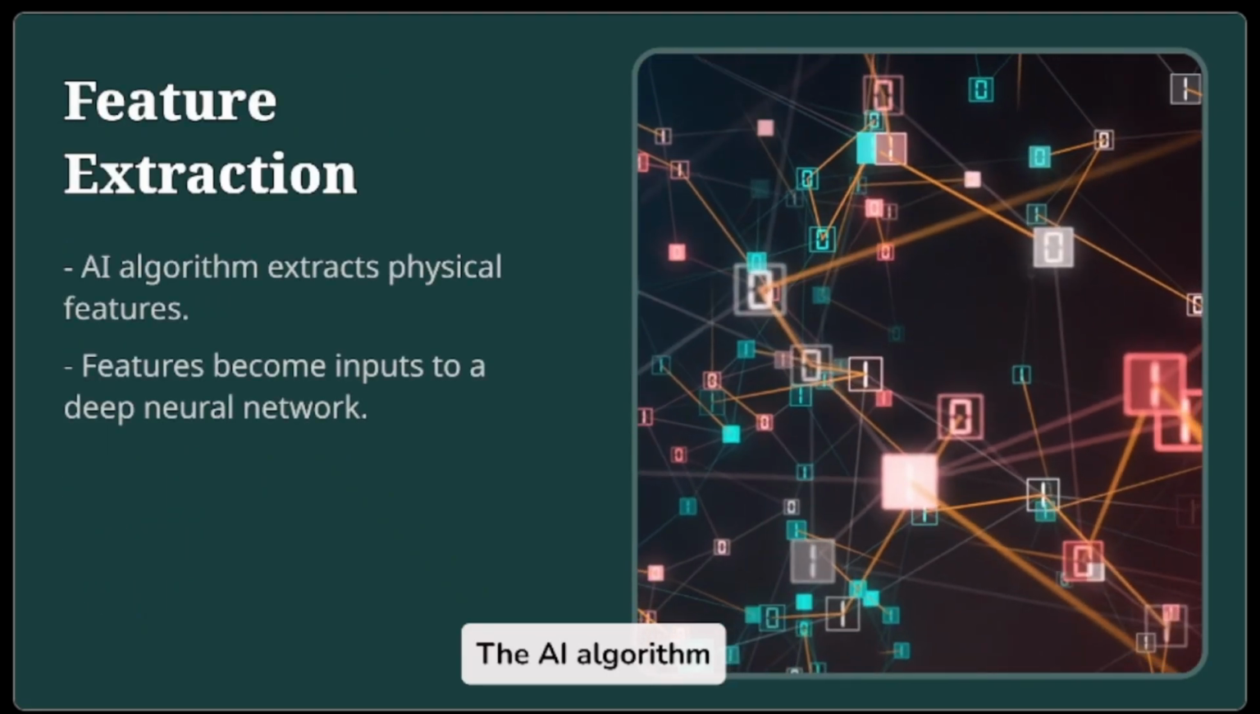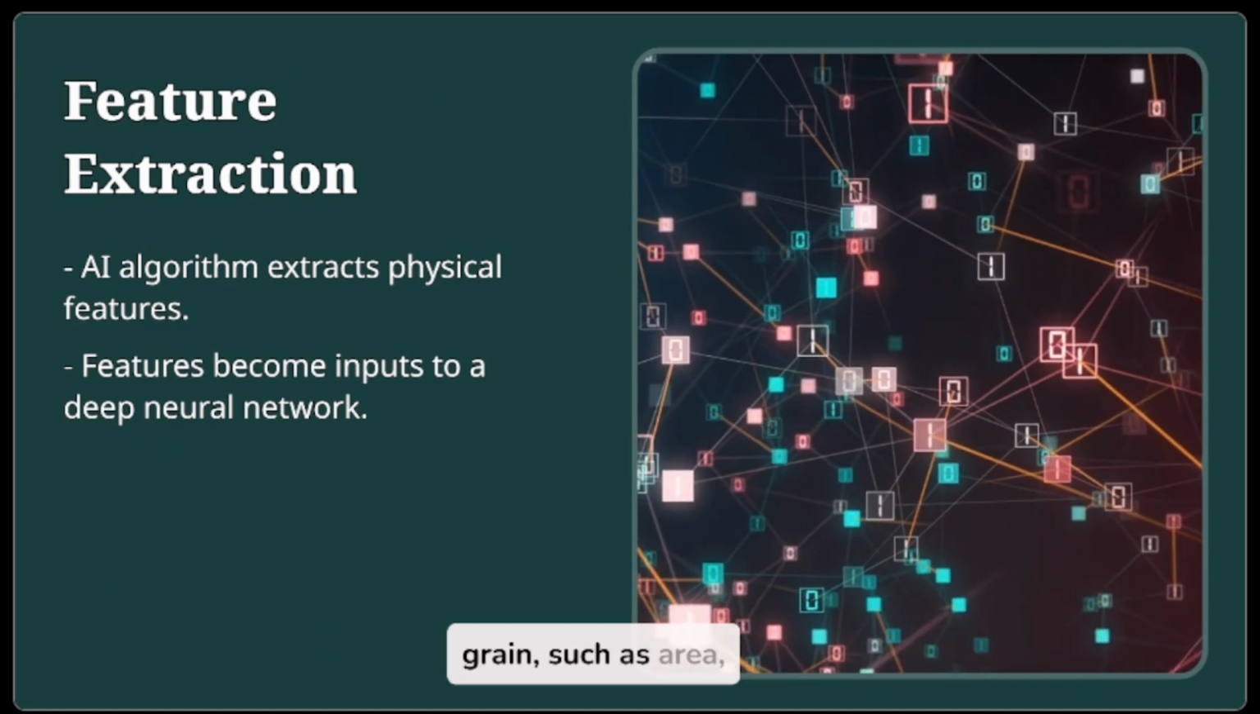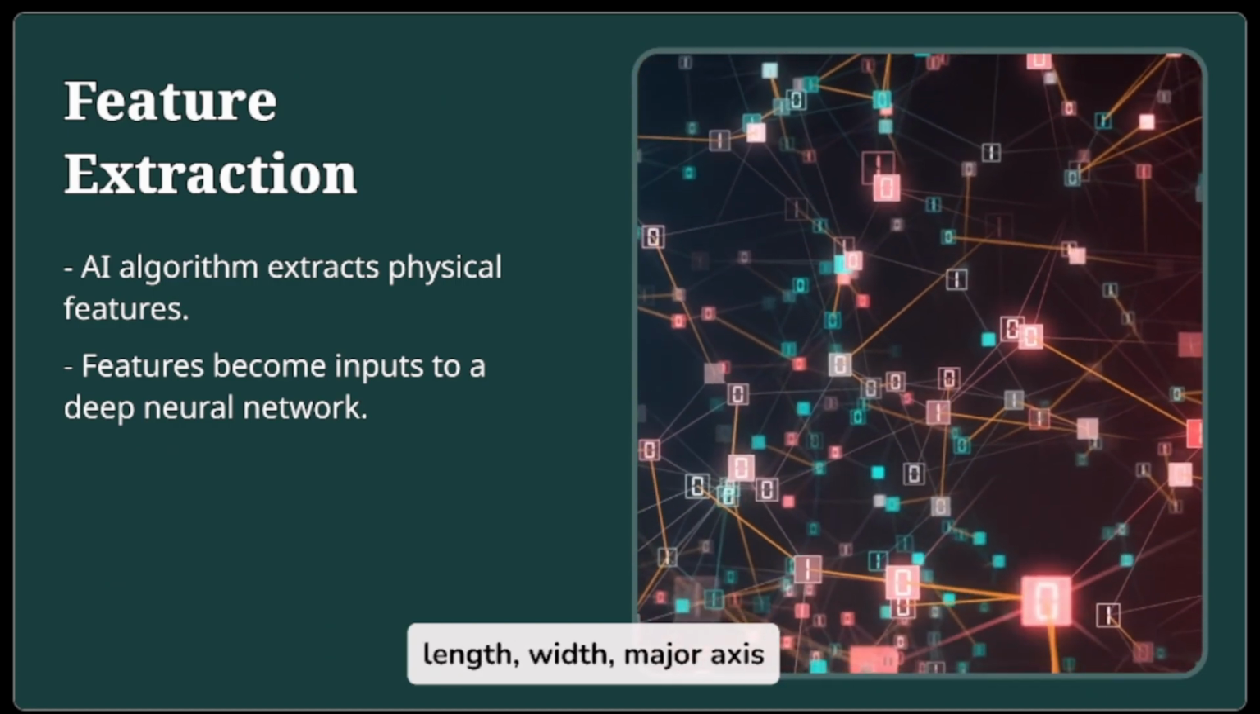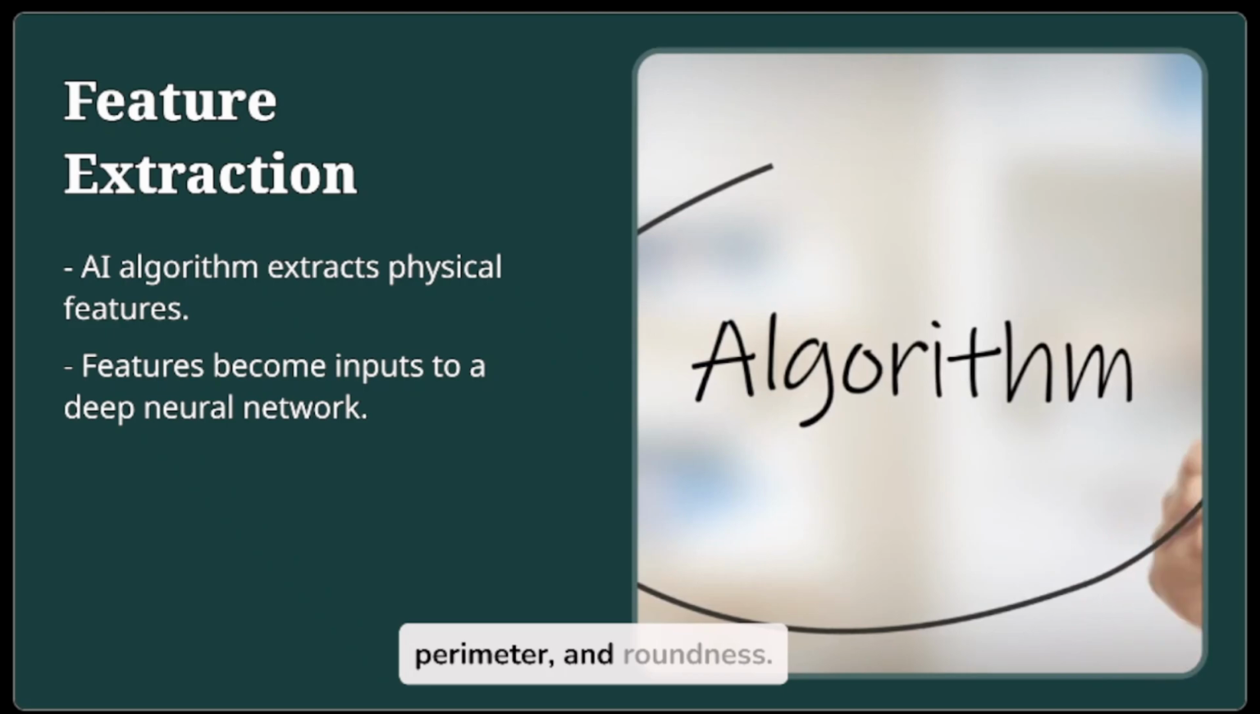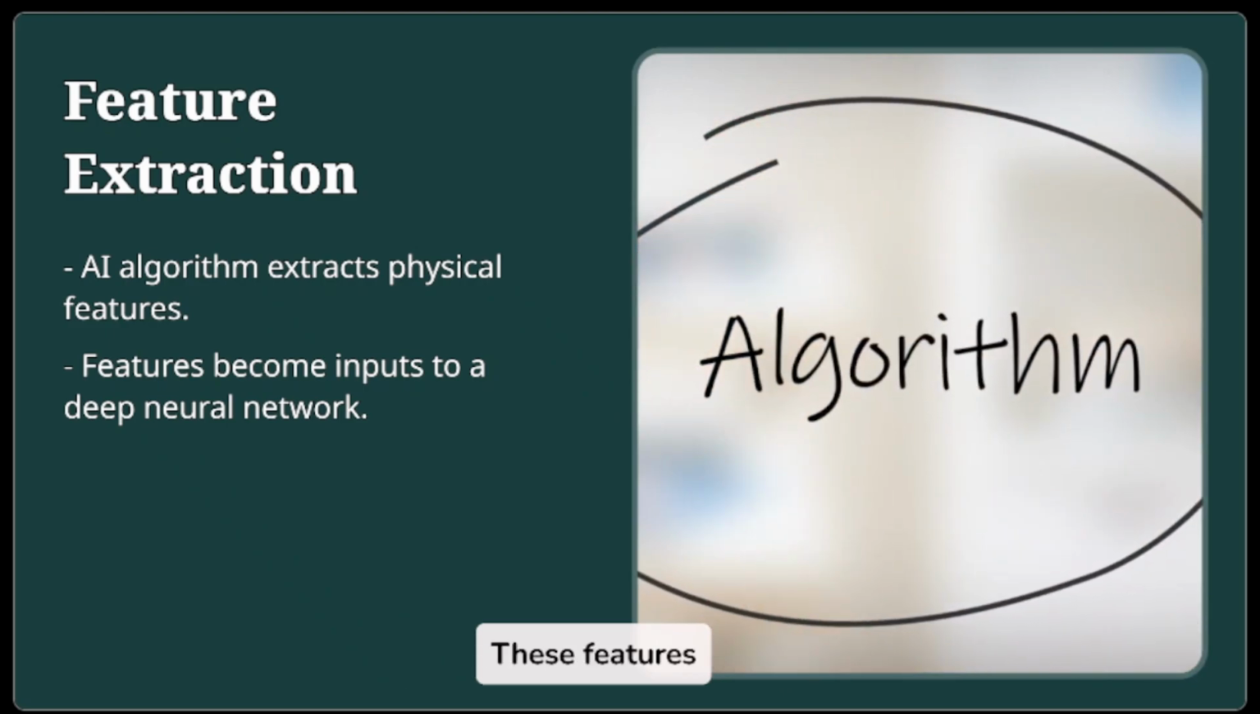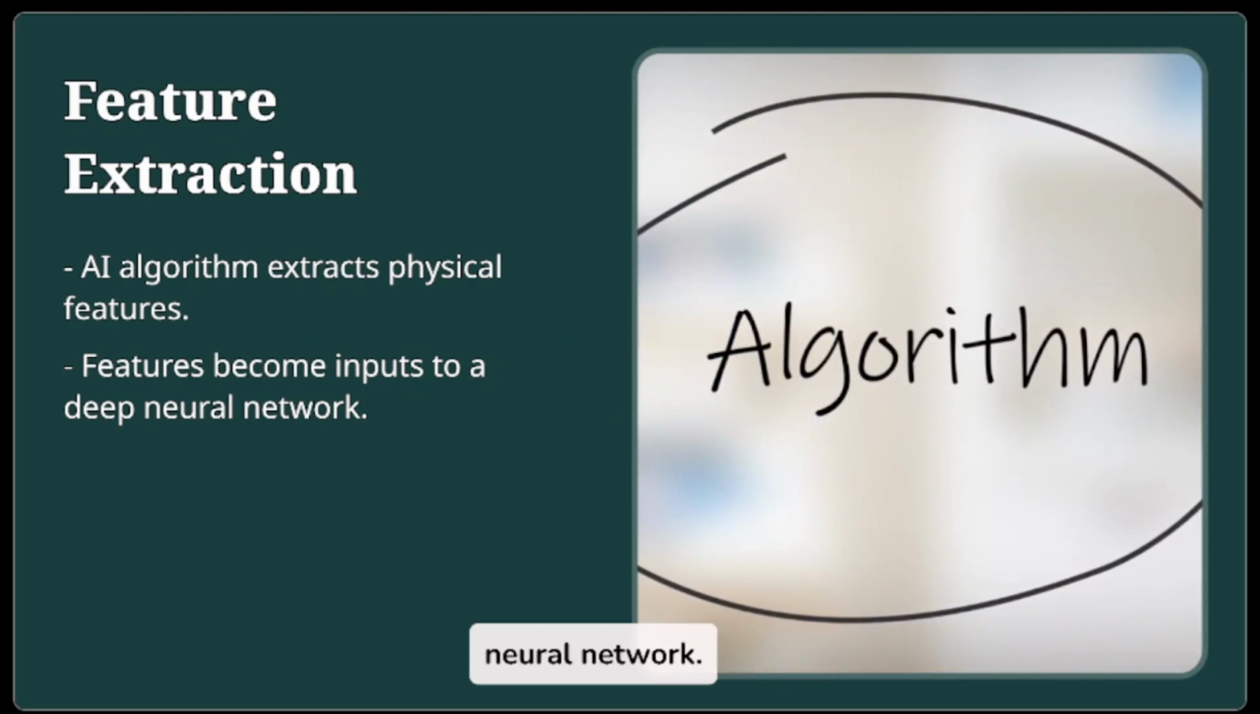The AI algorithm extracts physical features from each grain, such as area, length, width, major axis length, minor axis length, perimeter, and roundness. These features become inputs to a deep neural network.